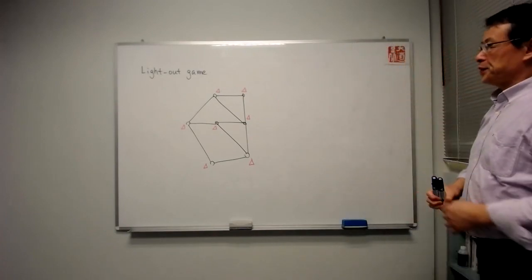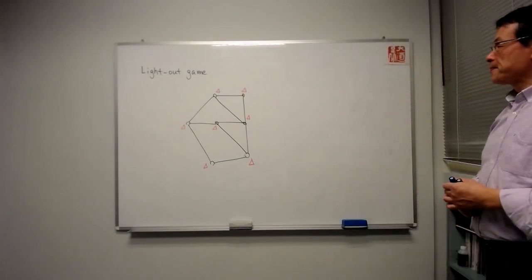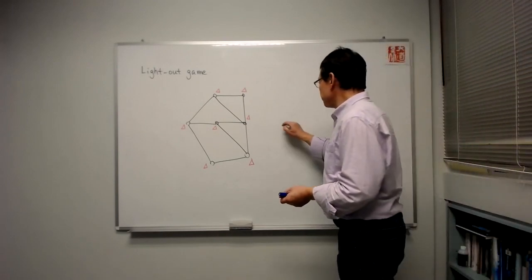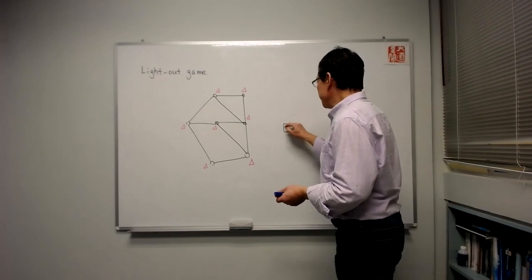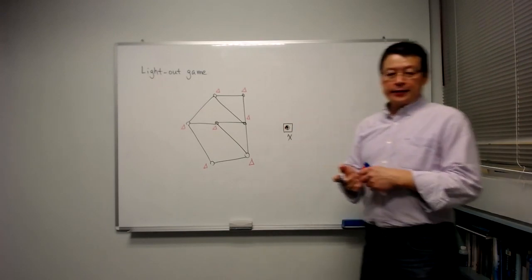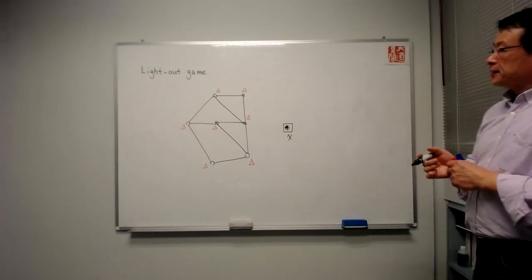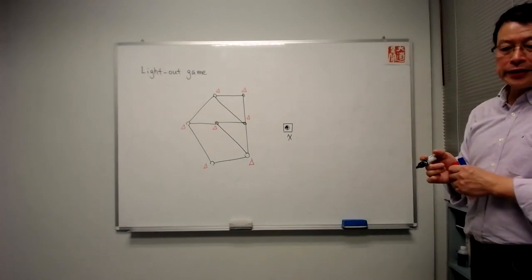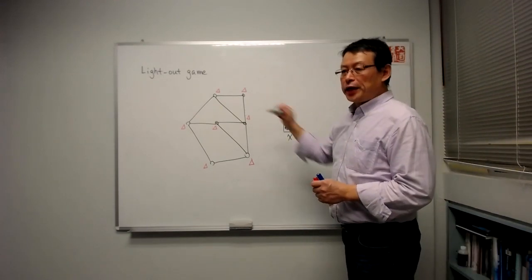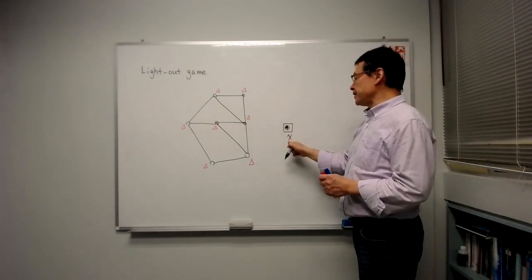So what we are going to do is construct a new graph. I add one particular vertex, called x. All right. The construction is as follows. For each vertex of even degree, we add an edge between the vertex and x.